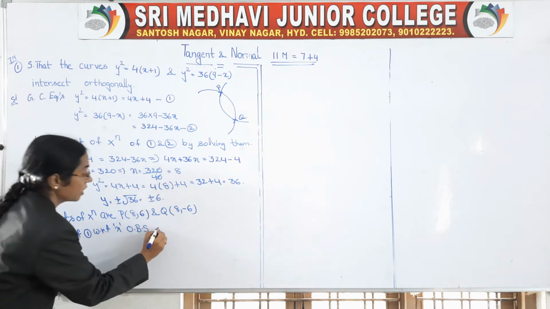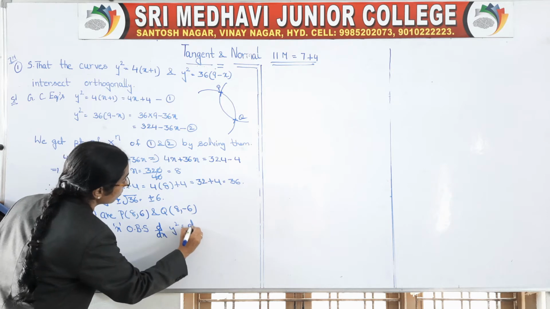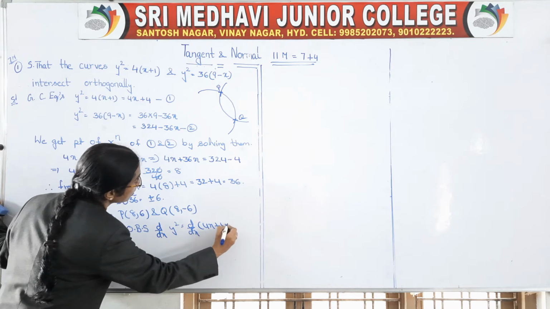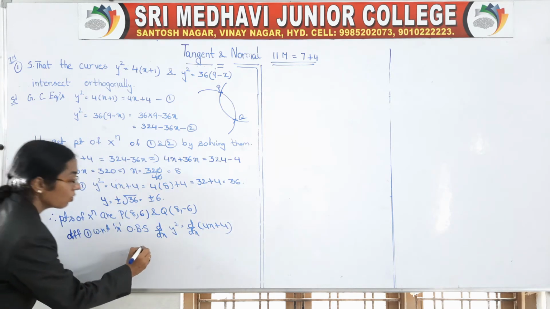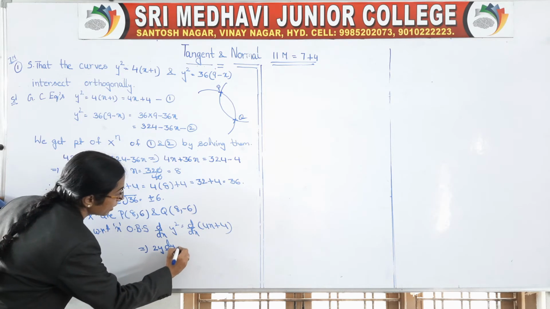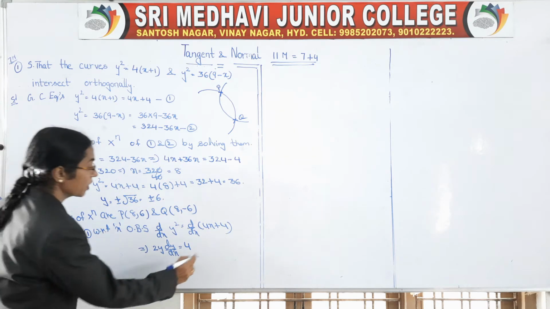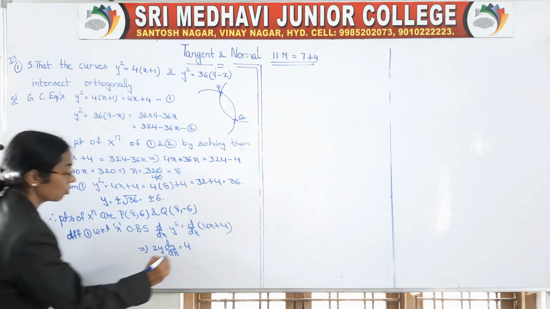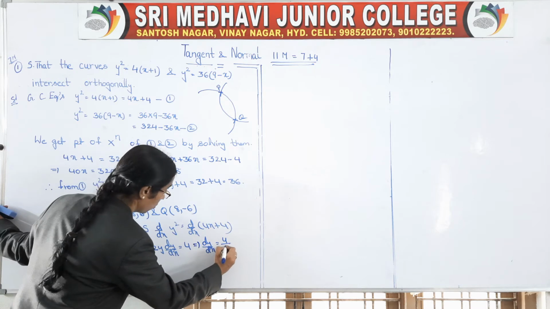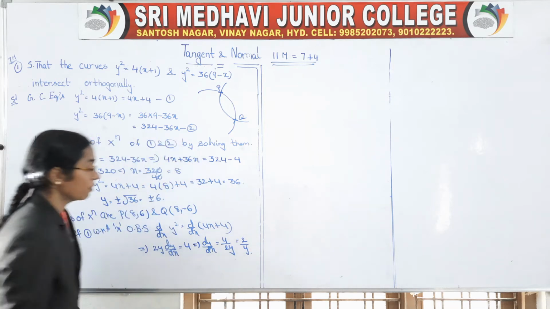So this is your equation. d by dx of y square is equal to d by dx of 4x plus 4. Okay, so what happens to your value? It is 2y into dy by dx is equal to 4 into d by dx of x, which is 1. And d by dx of 4 is 0. So what will be your dy by dx now? dy by dx is equal to 4 by 2y, so it is 2 by y.